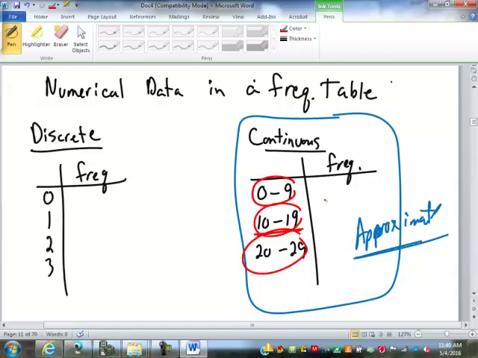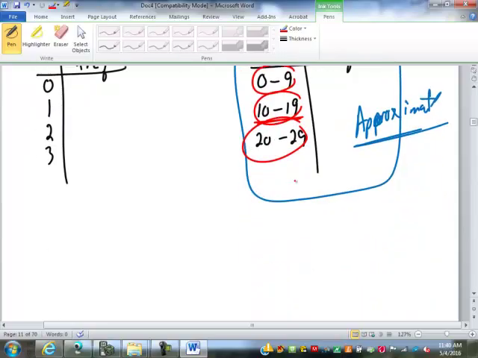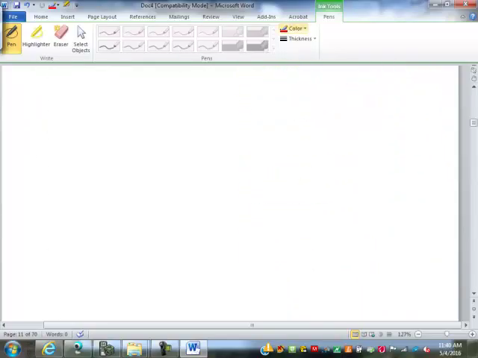What we're going to focus on is using the discrete data frequency table and finding the mean, median, mode, and standard deviation for those. So I'm just going to give you an example. Let's look at the number of classes being taken.